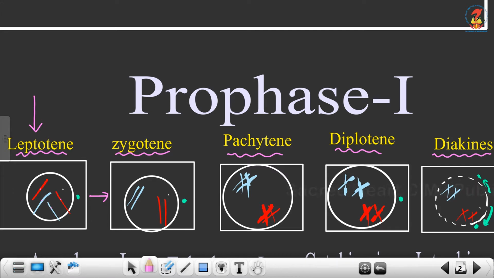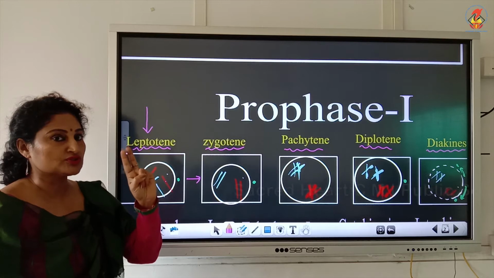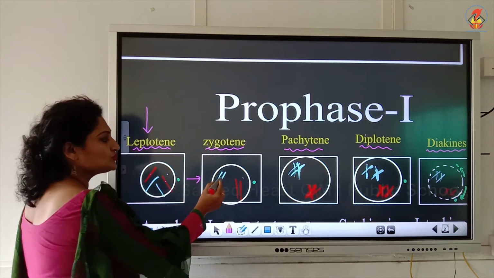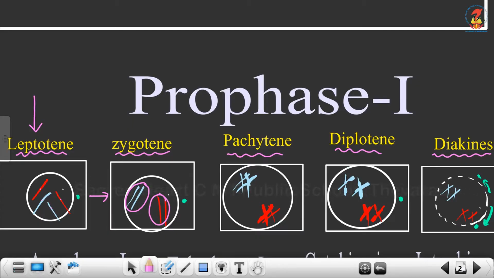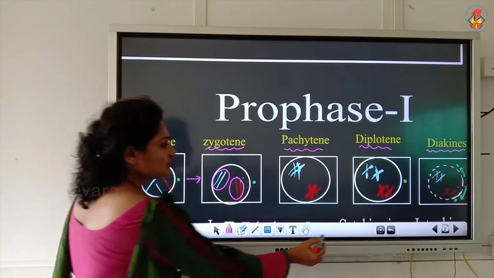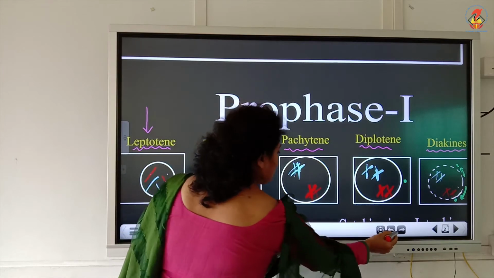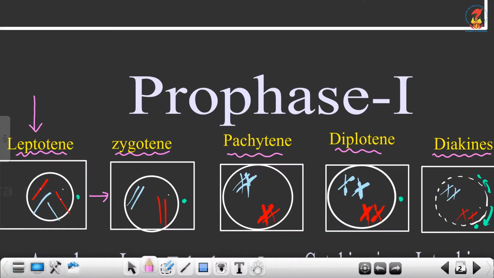bivalent. What is a bivalent? 2 similar chromosomes constitute a bivalent. So we have 2 bivalents, one in blue and the other in red. Here also orientation does not matter provided you give it in pairs. You pair 2 reds and 2 blues, put it anywhere within the nuclear membrane. Clear? So this process is called synapsis. The pairing of homologous chromosomes to form the bivalents is called synapsis.